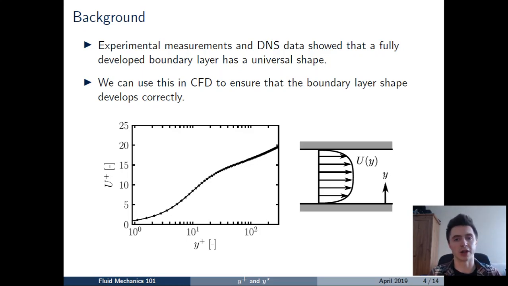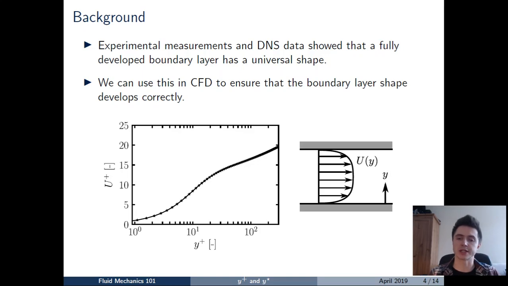If we increase the Reynolds number or increase the free stream flow conditions, the only real change to the profile is the shape of the profile at the far right end of the yPlus axis. So right out in the bulk of the flow, that's where we see the changes to the shape of the profile. But close to the wall, the velocity profile is relatively independent of Reynolds number, and this is excellent. So we can use this as a model in our CFD codes to ensure that our boundary layer shape is developing correctly.